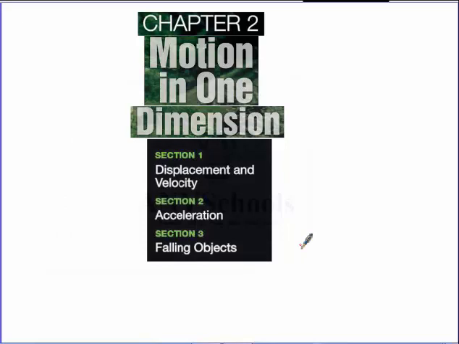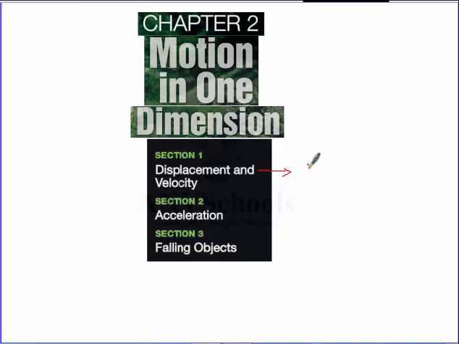Now let's move on to the next chapter, chapter 2, which is motion in one dimension. Under this chapter we will have 3 lessons or sections. The first section is the relationship between displacement, distance, velocity, speed and average speed.